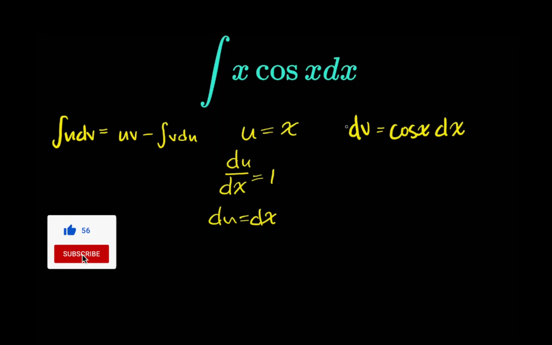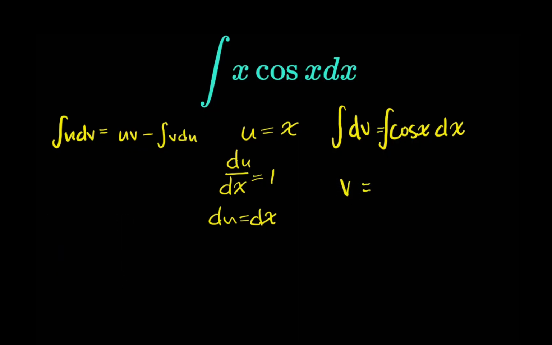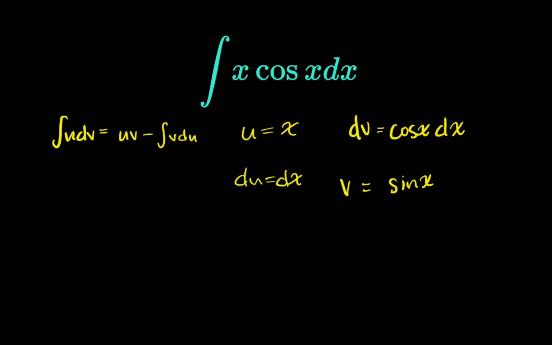Now for the other side, we're going to integrate both sides, and the integral of dv is just v, and the integral of cos x dx is sine x. Now that we have our four variables here, let's simplify our expression. And so we get the integral of u dv equals u times v, so our u is x and our v is sine x, so we get x sine x subtracted by the integral of v du.